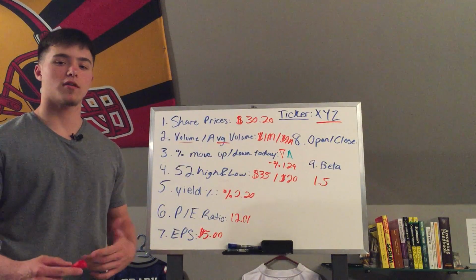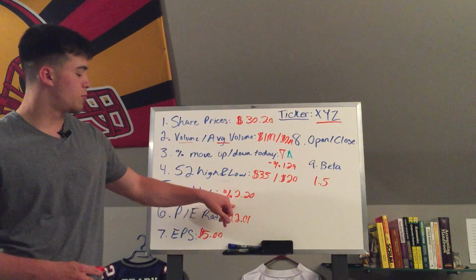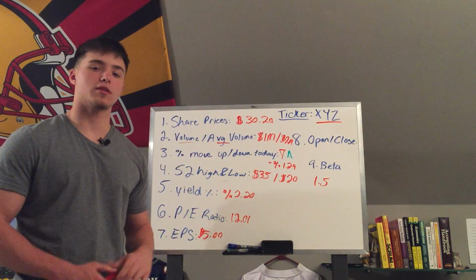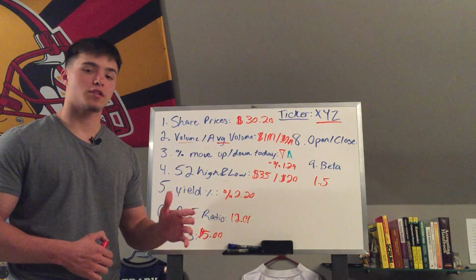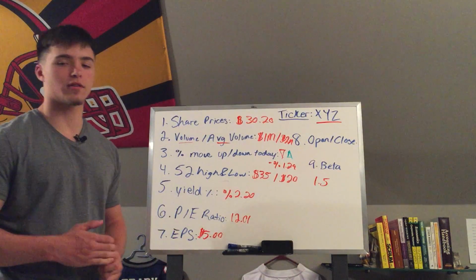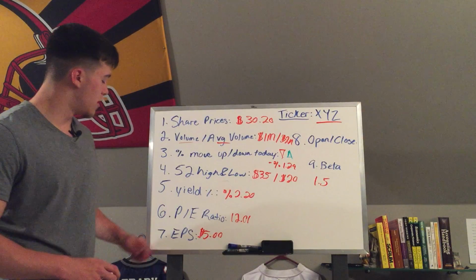And all you're going to want to do to calculate their dividend is take 2.2% as a decimal and multiply it by their share price, and that's going to tell you how much per share they're going to be paying out in dividend on the year. And then if you're going to find their quarterly dividend, just simply divide that by 4, guys.